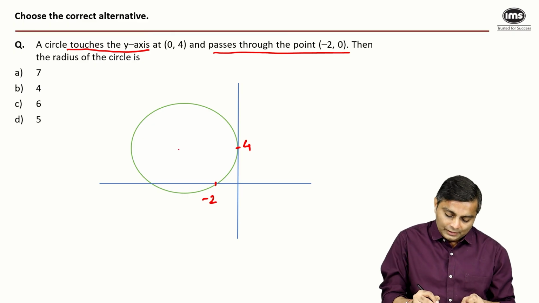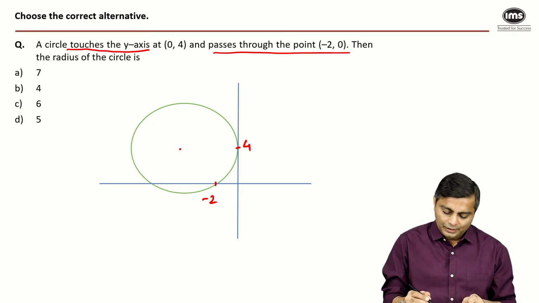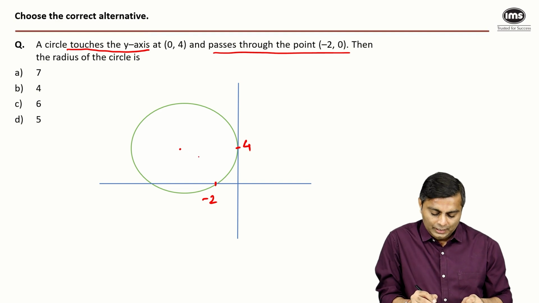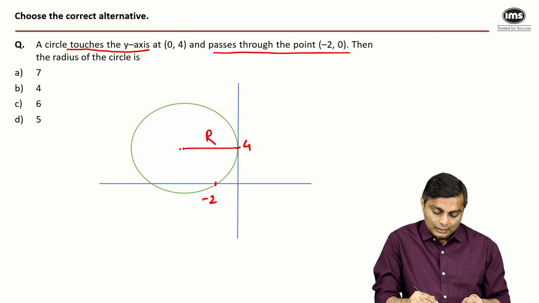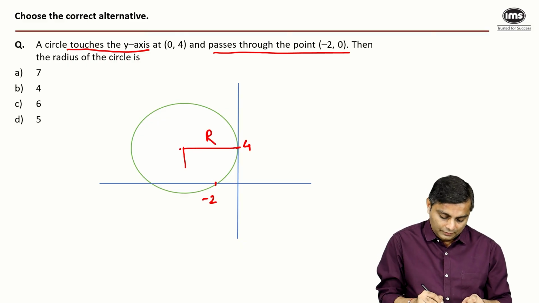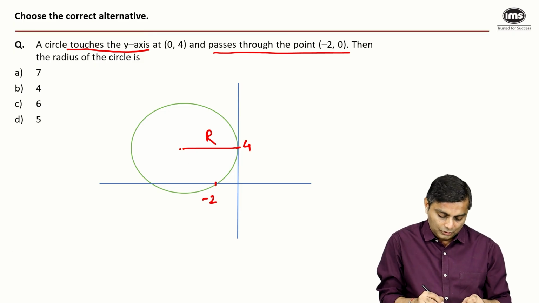Okay. Let's say the center is somewhere here. Then the radius of the circle is what we are asked. Okay. So from here, let's say the center is here. If I am going to draw the radius, this is my capital R. I don't know if it is required, but not now for sure.